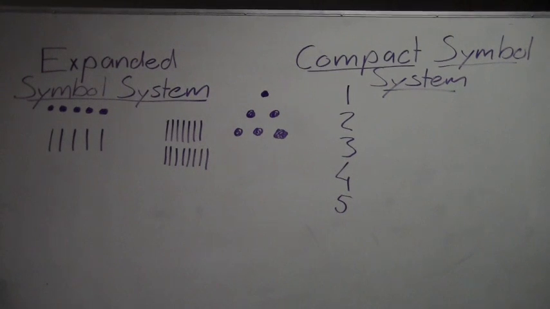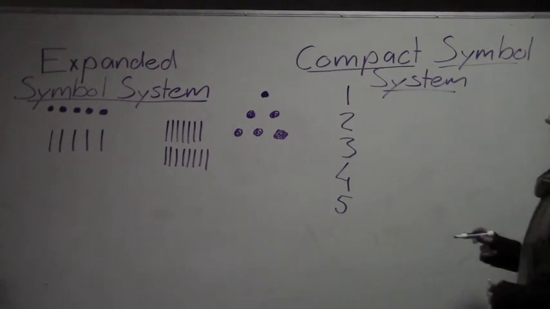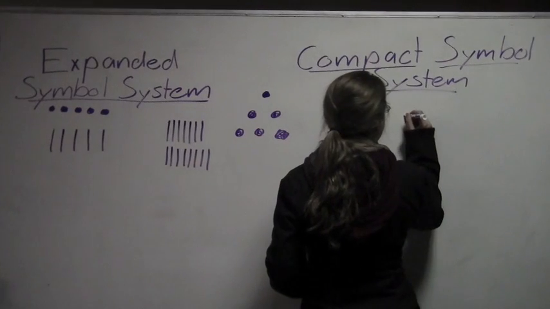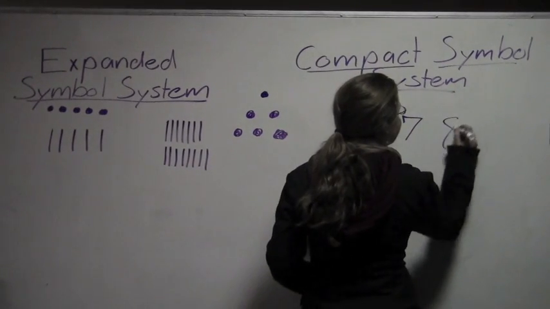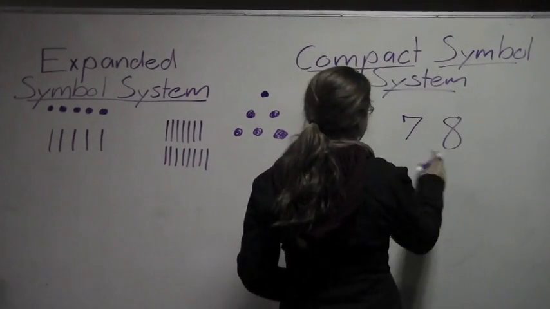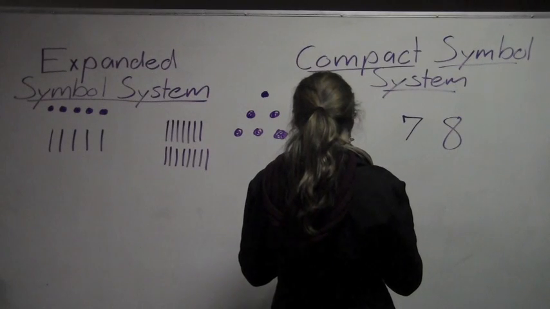One advantage of this system is that you could have a very different symbol for each quantity. This makes it very easy to tell different quantities apart. For example, if I wrote 7 like this and I wrote 8 like this, then you can tell very easily that there are different numbers.